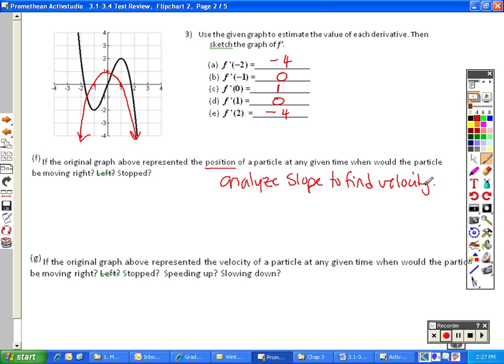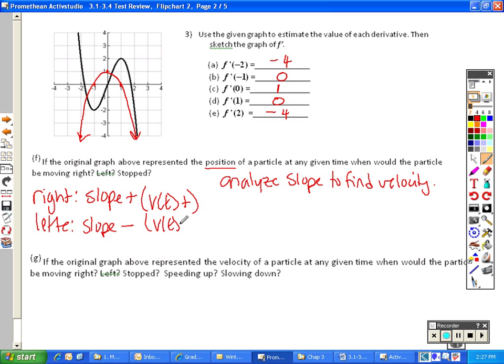So right now, when I look at this graph and I want to answer the question, I want to know on this graph, when is the slope positive? Because that will mean that my v of t is positive. And that's what we're looking for. For left, I want to know when the slope of this graph is negative, because that will mean that my v of t is negative. And then finally, when it's stopped, I want to know when the slope is equal to 0, because that's when my velocity is 0.